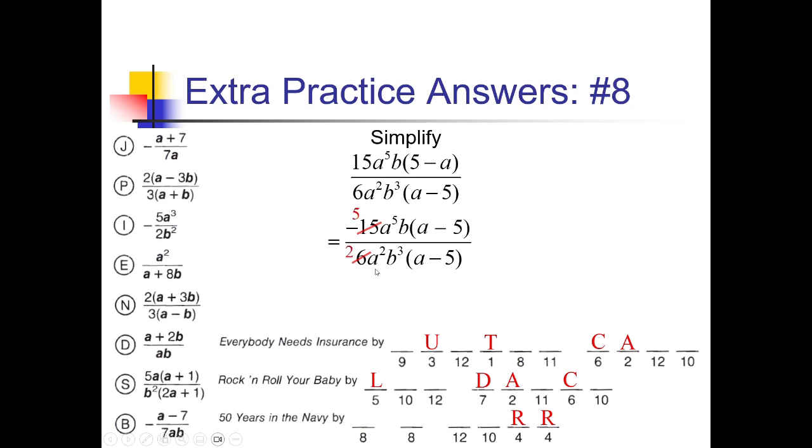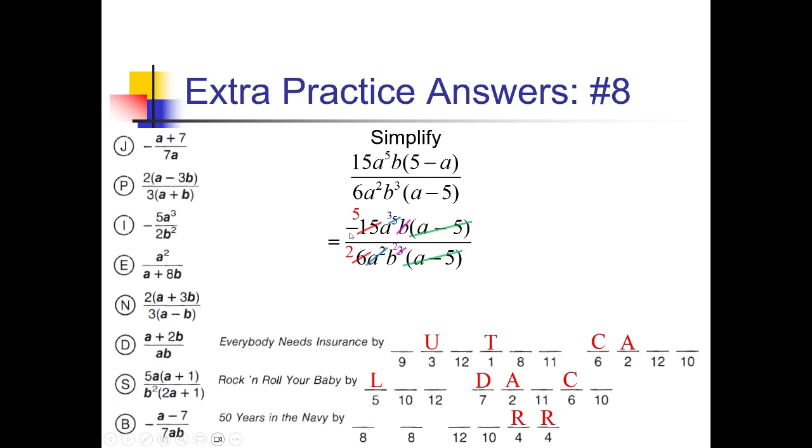The a's can reduce. 5 minus 2 gives me a to the 3rd in the numerator. And the b's can also reduce. 3 minus an invisible 1 for the exponent gives me a b squared downstairs. And then the a minus 5's cancel completely. So a lot of crossing off. Let's see what's left over.